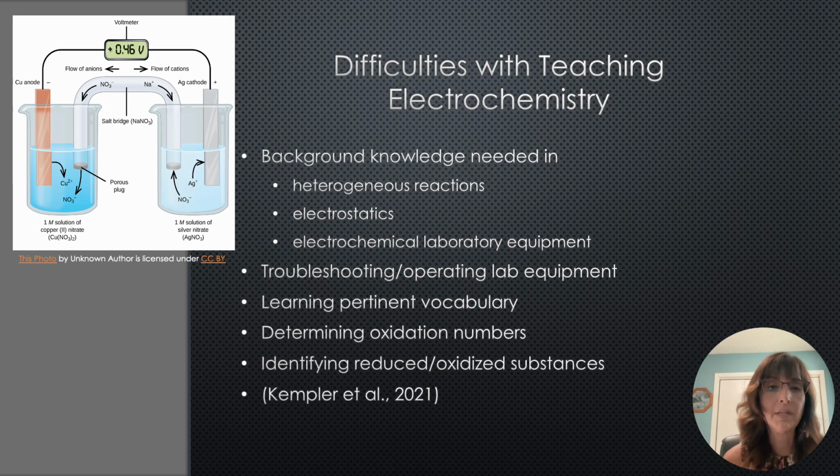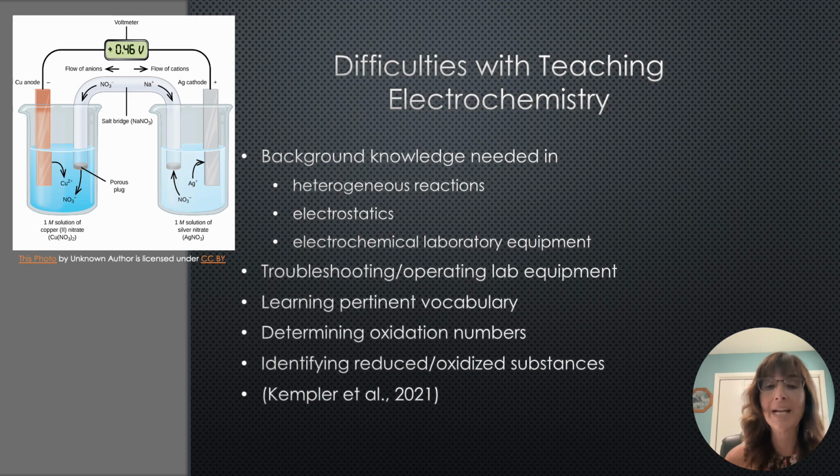I have found that vocabulary stands in the way of learning. If students don't understand the difference between an anode and a cathode, they really struggle to grasp the greater picture. Students have to know how to find oxidation numbers, and again, there's a lot of rules that go into that. They need to be able to identify reduced and oxidized substances. So I take all that into account.